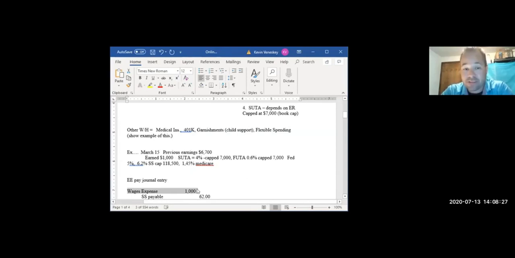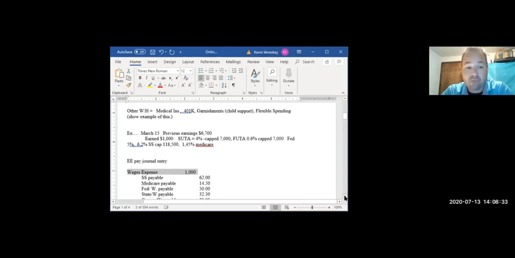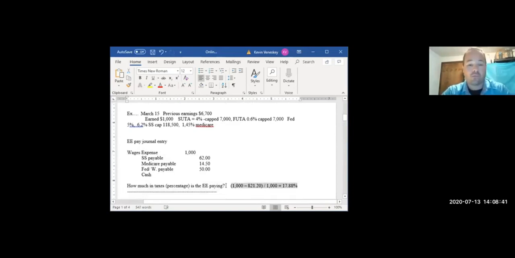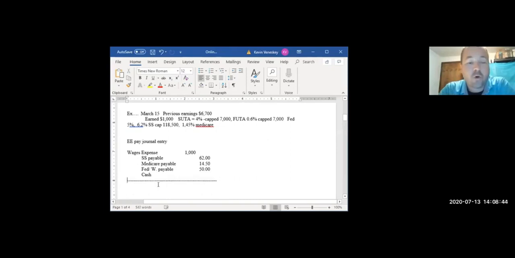Now, the difference is I'm not paying the employee exactly 1,000 because I'm going to break that 1,000 down into different categories and then show where those amounts are going. So out of the 1,000, the first 6.2% goes to Social Security. If you take 1,000 times 6.2%, it's $62. Medicare, if you multiply 1,000 by 1.45%, that's what you're going to get for $14.50.